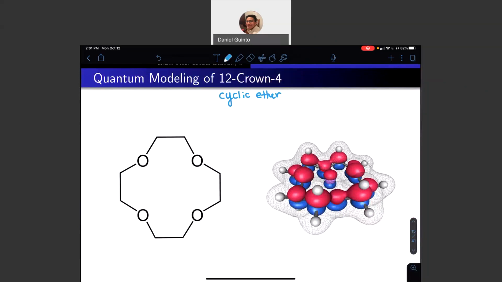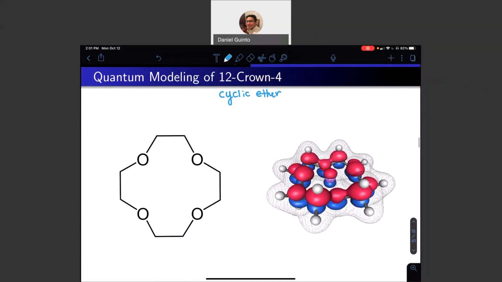The reason we call it 12 crown 4 is because there are 12 atoms in the ring. As an organic chemist, one thing you'll have to learn is line bond structures, and each of these little bends right over here indicates a carbon. So that's where the 12 comes from. We have 1, 2, 3, 4, 5, 6, 7, 8, 9, 10, 11, 12. You have 12 main atoms in this case.